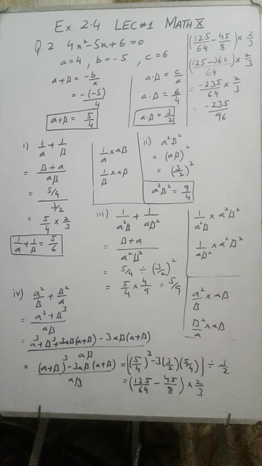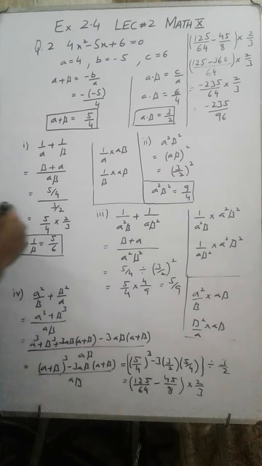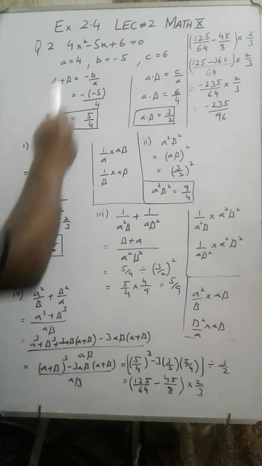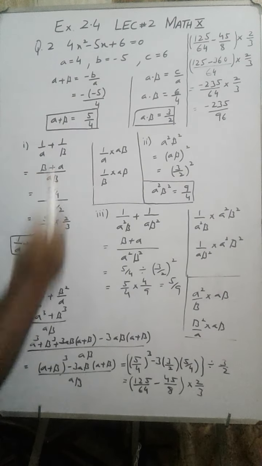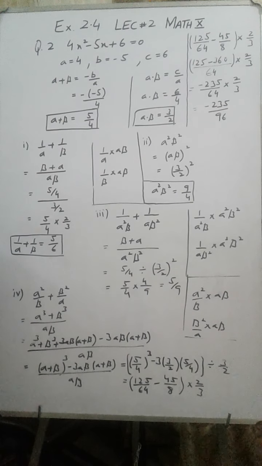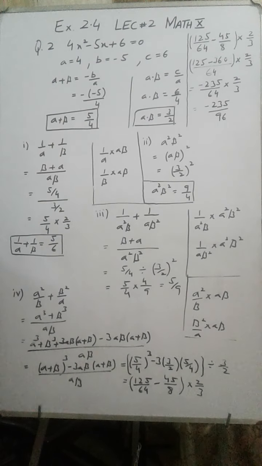Math of class 10, exercise 2.4, lecture number 2, and this is also question number 2 of exercise 2.4. Equation is given 4x square minus 5x plus 6 equals to 0. So you will find out the value of a, b, c, and then as alpha and beta are the roots of the equation, so you will find out alpha plus beta and alpha into beta. I think very clear up to here.